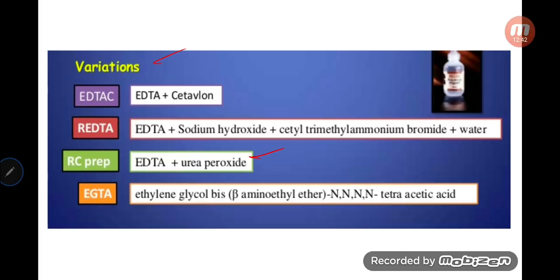Just make a note so that in options you can directly go for EDTAC. C is Cetavlon. So I feel like you can easily manage these questions if you have an idea or a command over what this actually is. If you can have a one time reading, I hope you can easily select the options.